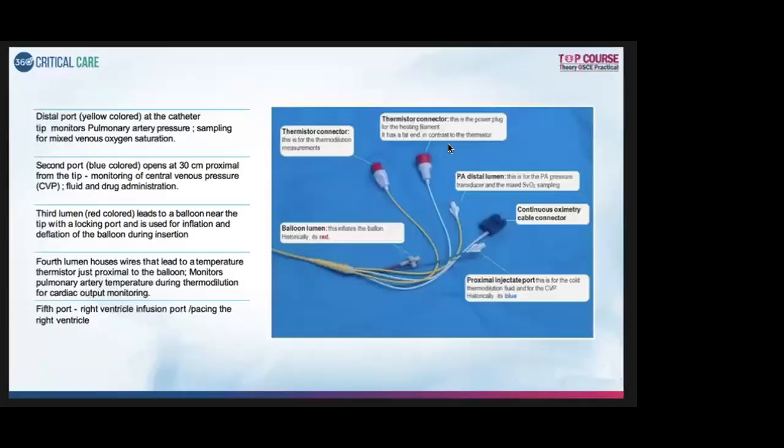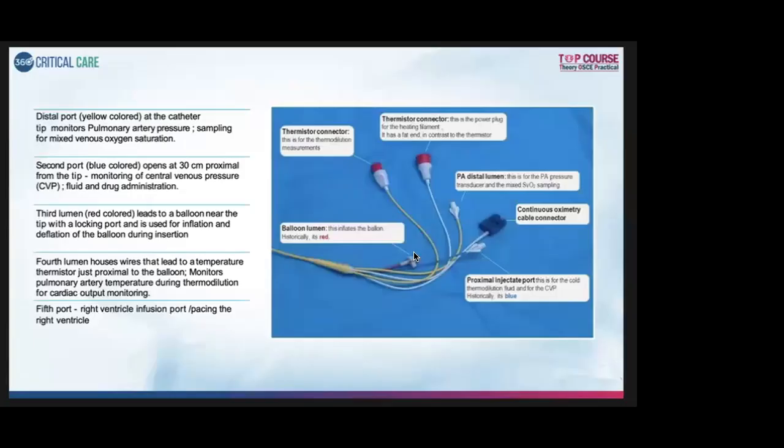So if you see the pulmonary artery catheter, there is a distal yellow port, which is the main pulmonary artery pressure transducer port, where it is used for sampling of the mixed venous oxygen saturation. And the second one is the blue port, which opens at 30 centimeters proximal from the tip. Monitoring of the central venous pressure, fluid and drug administration happens through this port.